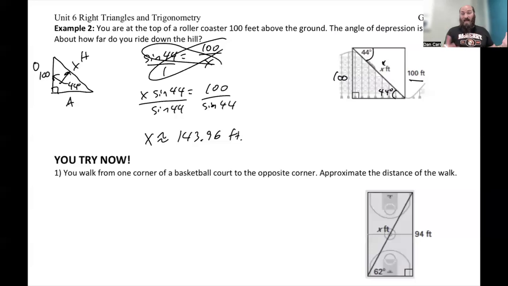All right, that is it for today. Again, we're using trig ratios to find our missing side lengths. Just make sure you are always asking which side do I know, whether it's opposite, adjacent, or hypotenuse, and then which side I'm looking for. That helps you decide which trig ratio to set up, and then you just do cross multiplication.